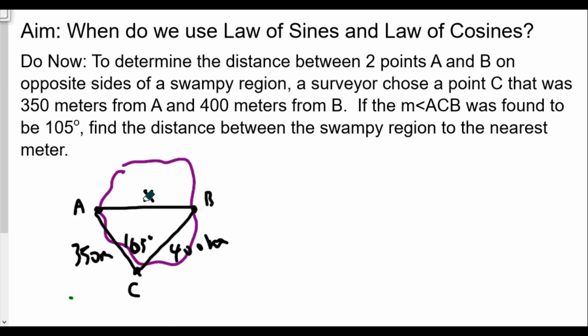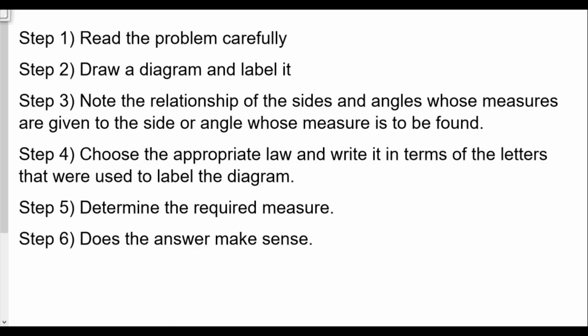The next thing we'll do, we'll have some steps here for you guys. So here we go. Step 1, read the problem carefully. Step 2, draw a diagram and label it. And again, go back to step 1 if you need to, in case you are unsure if your diagram's correct. Read the problem carefully, and then try to draw a diagram. And then if you need to, go back to step 1 again, read the problem carefully.